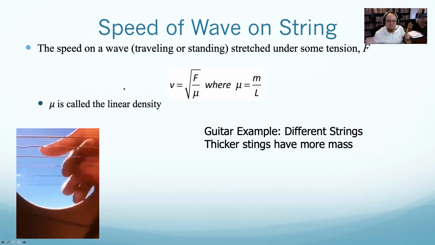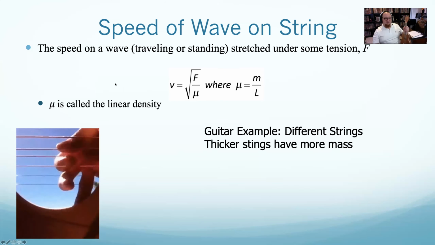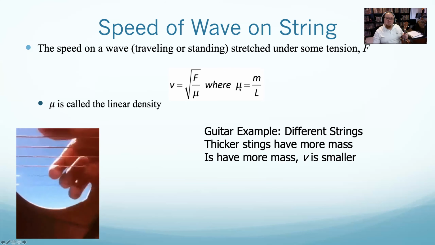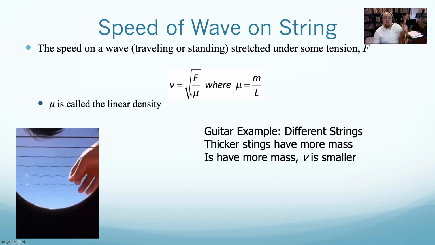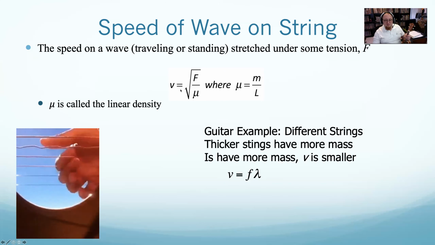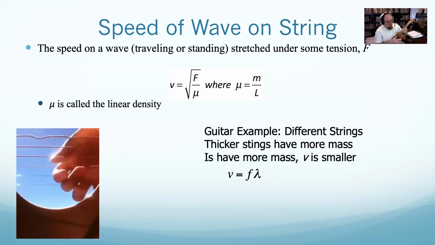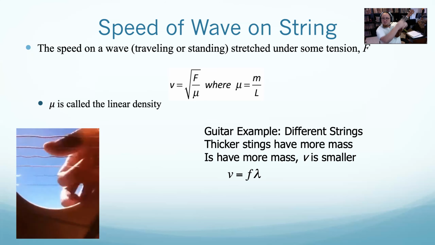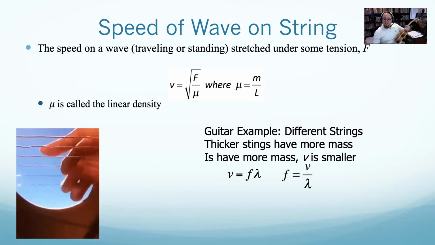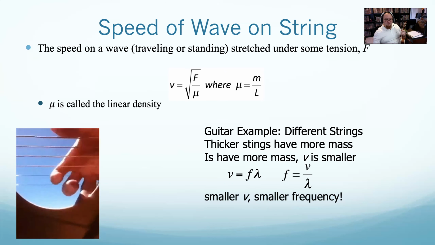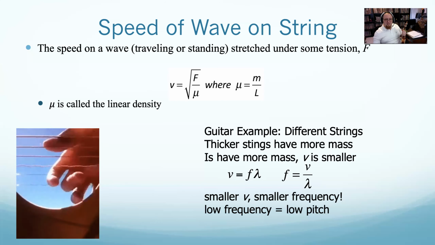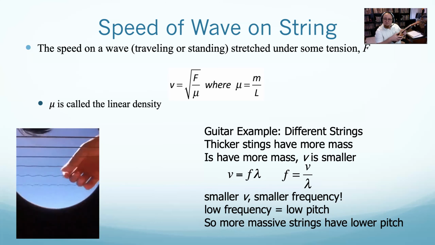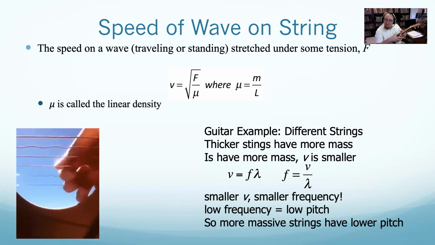You hear different frequencies. The reason why, once again, is thicker strings have more mass. If it has more mass, that means mu is bigger. If mu is bigger, that means V is smaller. And if I go from one value of V to a smaller value of V, and I'm just strumming the entire string, the wavelength isn't changing. And so when I change V, I change frequency. If V goes down, frequency goes down. We view low frequency as low pitch. And so this massive string, the one with more mass, has a low pitch because it has a low frequency. The lightest one has a higher frequency because it's lighter.